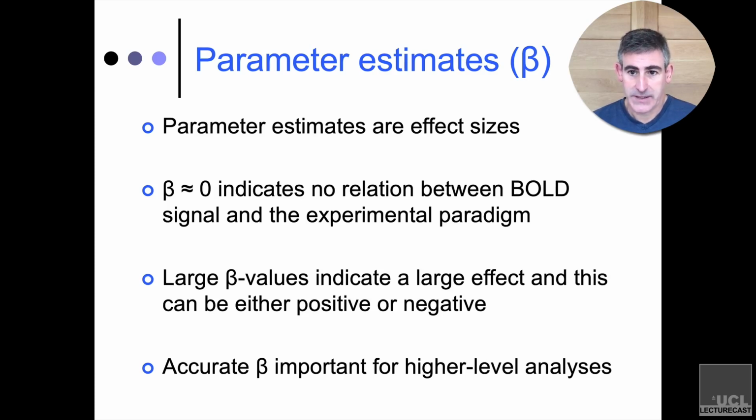Large beta values indicate a large effect, and it can be either positive or negative. A positive effect means that as this parameter goes up, so did the BOLD signal. A negative value means that as this parameter goes up, the BOLD signal goes down. You have an inverse correlation between the two, okay? And accurately estimating these beta values is really essential for combining first level analysis, that is to say an fMRI run, together with other runs to form group analyses. So it's really important that we get these right.